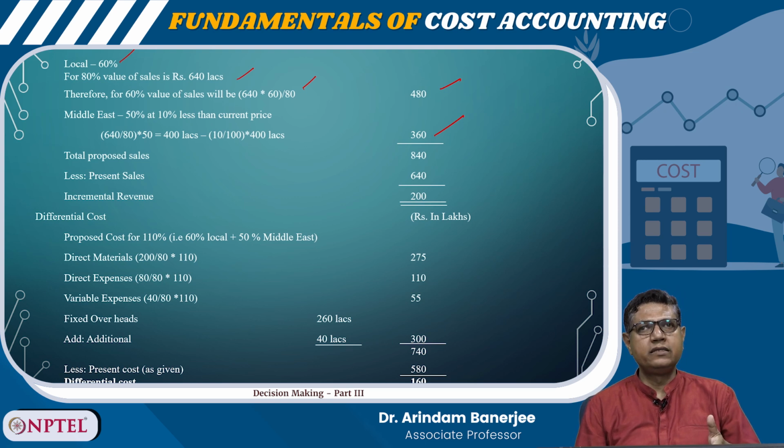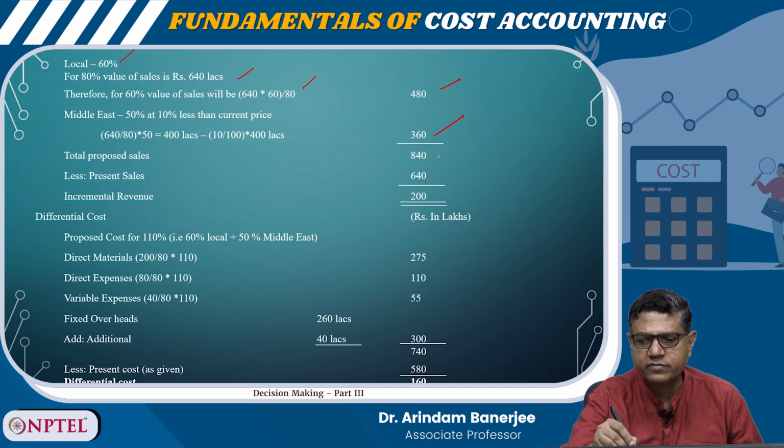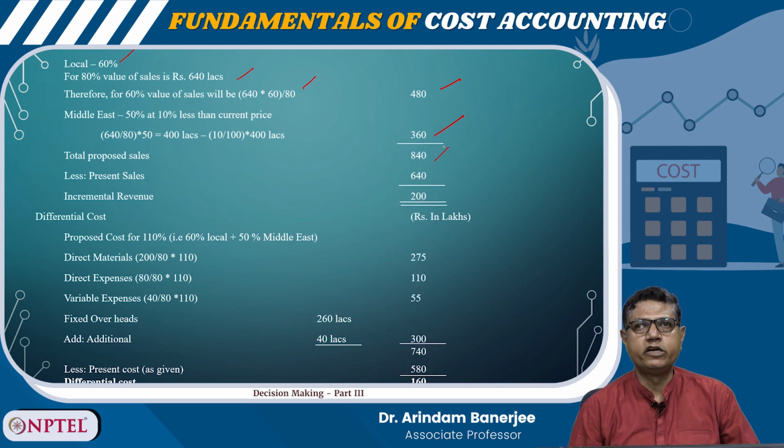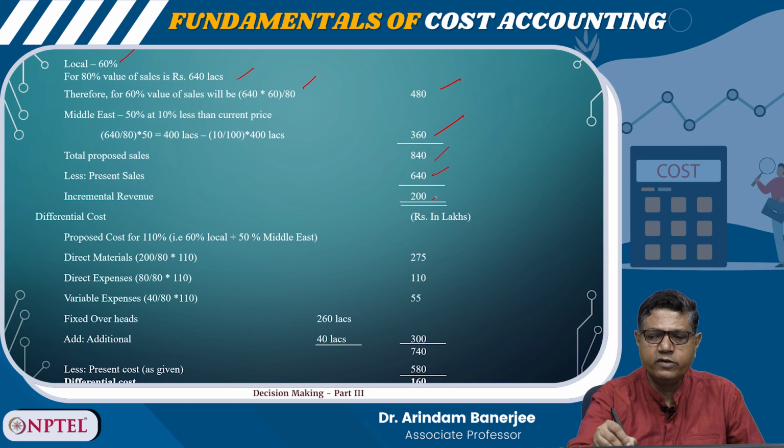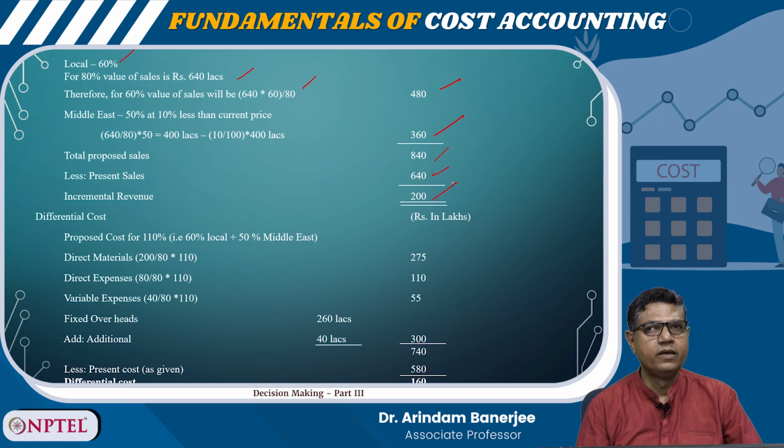So, if we do that, then the total proposed sales will be the total of this, it is 840, less the present sales. Present sales is 640, it is given in the question. So, incremental revenue will be 200 rupees lakh. But for achieving this incremental revenue, how much cost are we incurring? So, differential cost, proposed cost for 110%, that is 60% local sales plus 50% export to the Middle East.